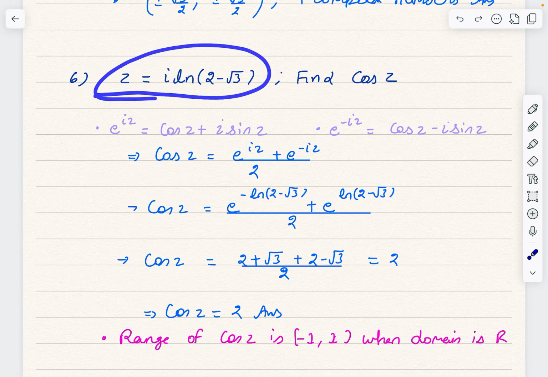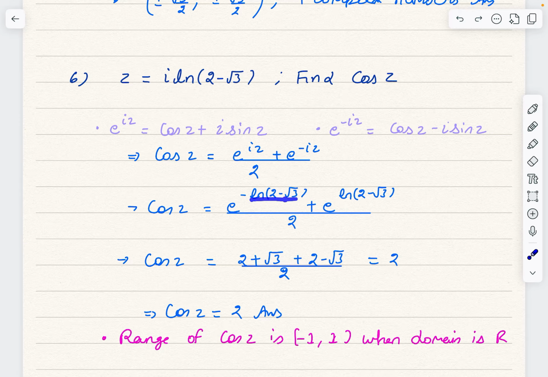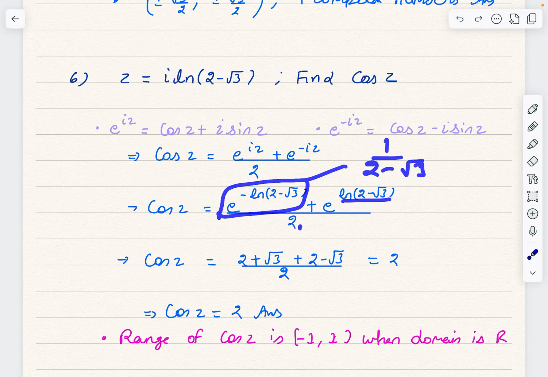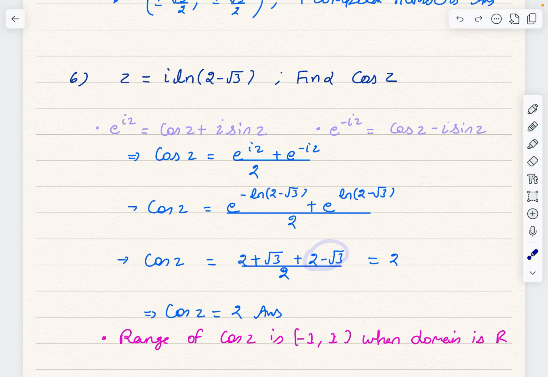And z is this thing. So when you put it here, you get e power minus ln 2 minus root 3 plus e power ln 2 minus root 3, divided by 2. And when you solve this, it will come out to be 1 by 2 minus root 3. If you rationalize, you get 2 plus root 3. This will be 2 minus root 3. You get 2 only, so cos z will be just 2. Do remember, guys, in complex numbers, there is no range and all. It could be anything.